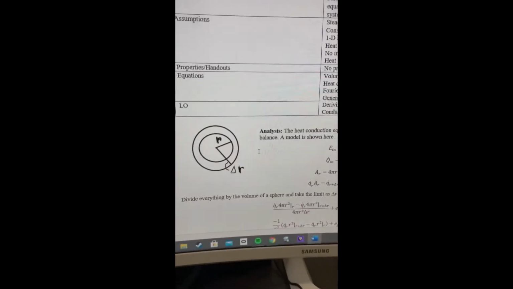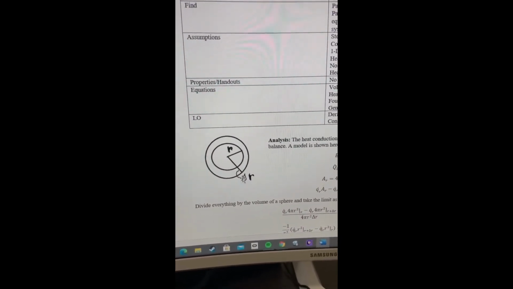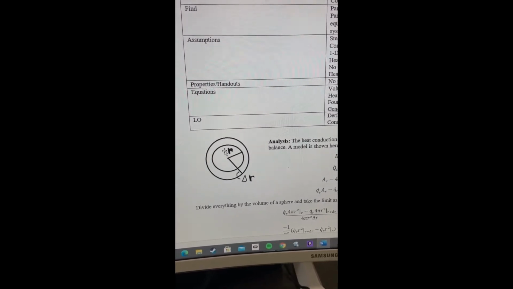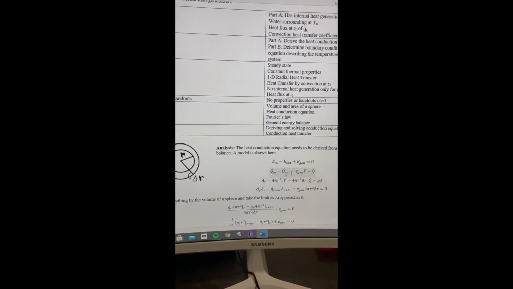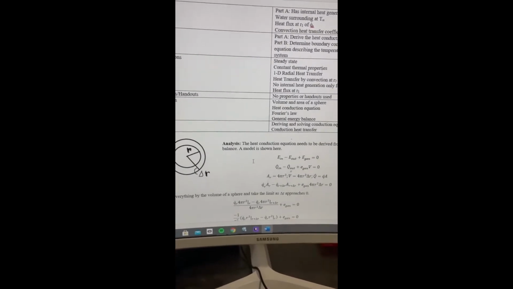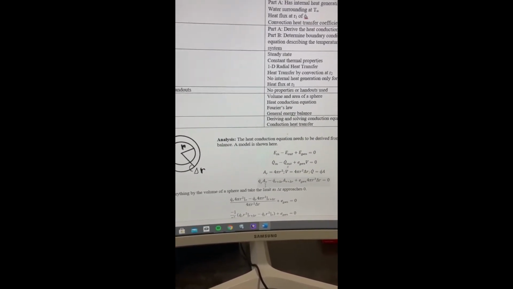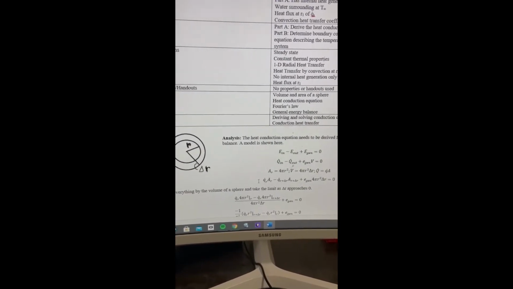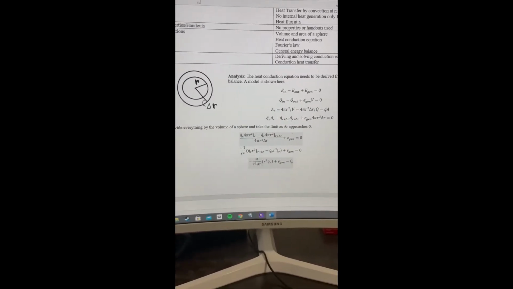Here you can see a simple picture of the sphere. You have a radius change right here of delta R and an inner radius of R. This is for part 1. I begin with just a general energy balance of E in minus E out plus E gen is equal to 0. From here I go about using volume and area equations and relating this to heat transfer and heat flux Q dot S to determine the overall heat conduction equation.